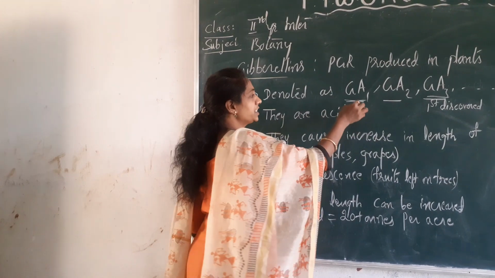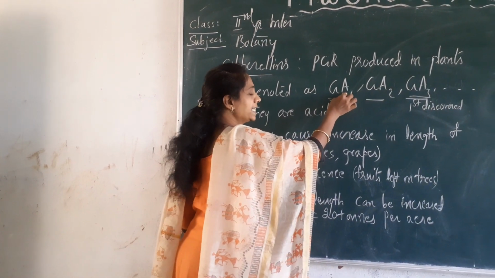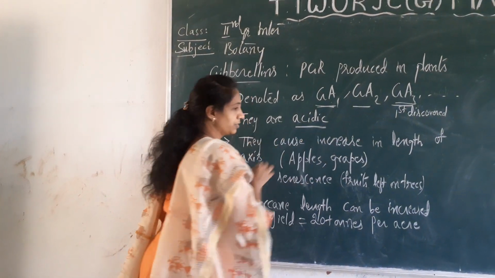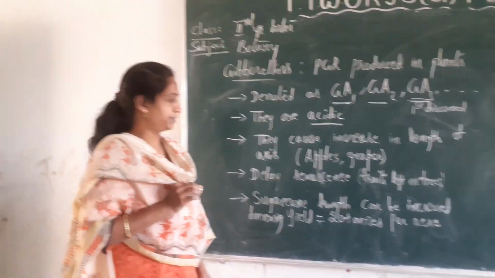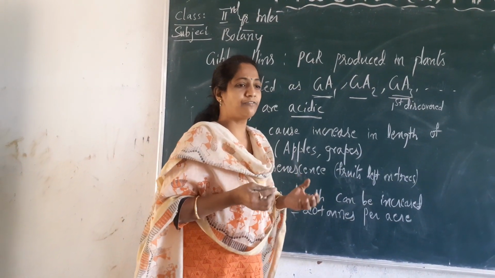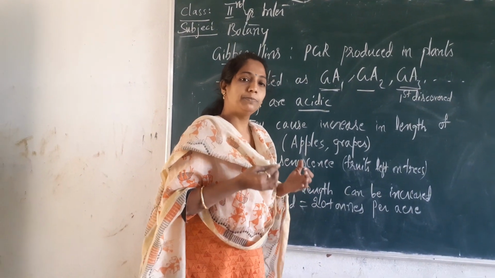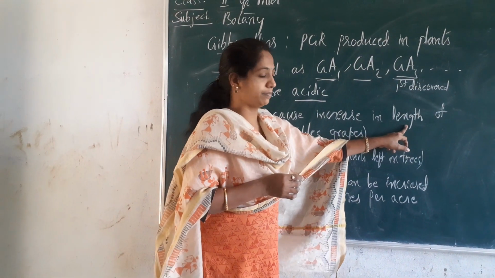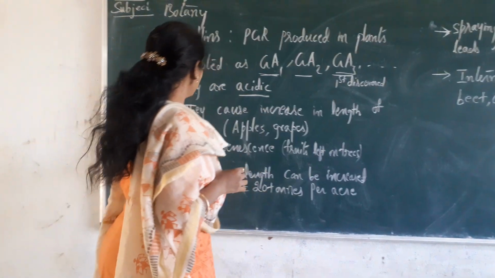The name itself is telling you, gibberellic acid. Acid means its nature is acidic. It has a low pH. So it is acidic in nature. They cause an increase in length. So what is the function of the gibberellins? Gibberellins mainly help in the increase in length, so increase in length of the axis.